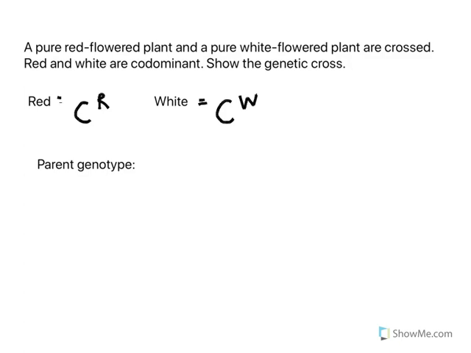We start the cross by writing down the parent's genotype. We have a pure red flowered plant, so that is going to be CR, and the white flower plant is also pure. We're told that in the question, which means it's homozygous, and it's CW.